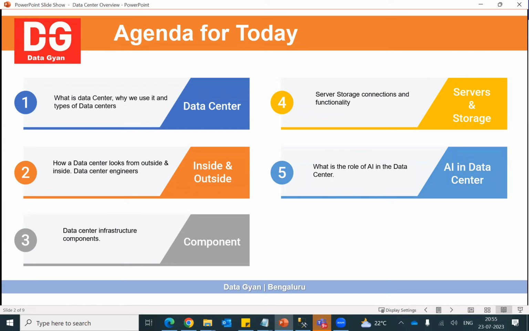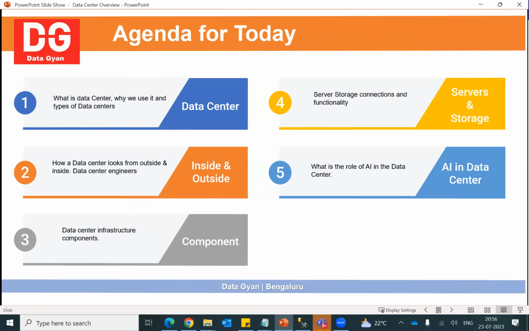Then we'll see how the server looks and how we actually save or store the data, and the storage, how the storage comes from the backend to provision the extra space we need. And then finally, we'll check how AI is helping in the data center in various ways to optimize different sorts of work. As I said, I will not talk about the architecture of any storage or server technology. We'll just see the overview, how it looks and how it operates.